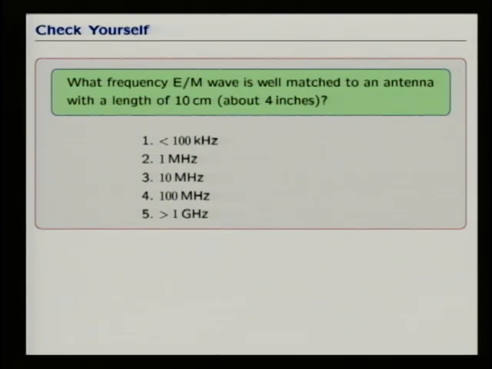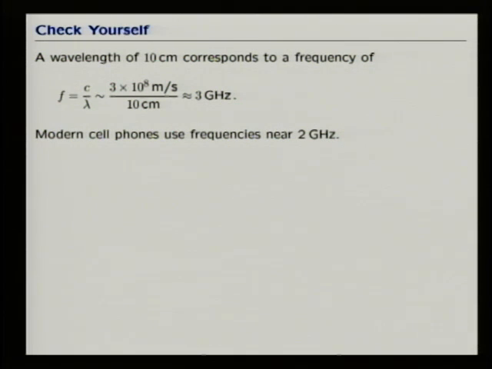And the answer is, you go to the bottom one, it's bigger than a gigahertz. It's just running the same expression in the other direction. The frequency would be the speed of light divided by the wavelength. If you wanted the wavelength to be 10 centimeters, you would end up with a frequency on the order of gigahertz. It shouldn't come as a surprise that that's what we use in cellular communication. A modern cell phone uses 2.1 gigahertz.